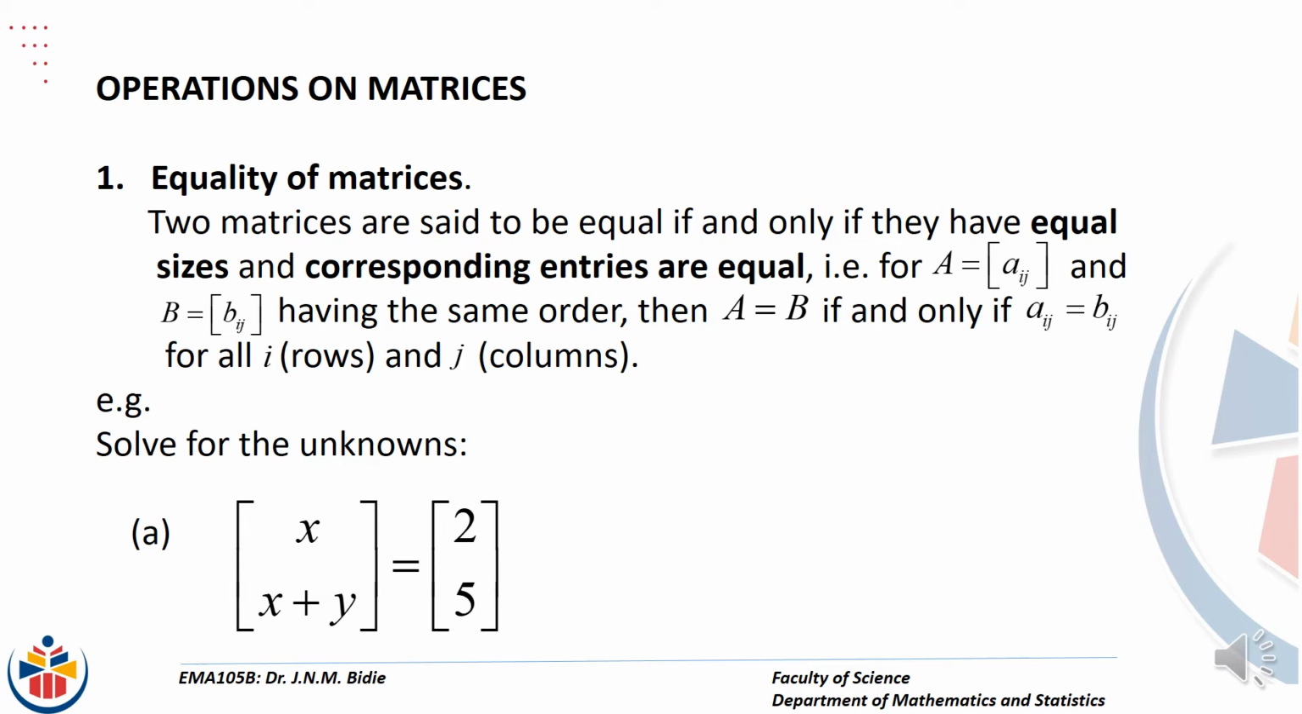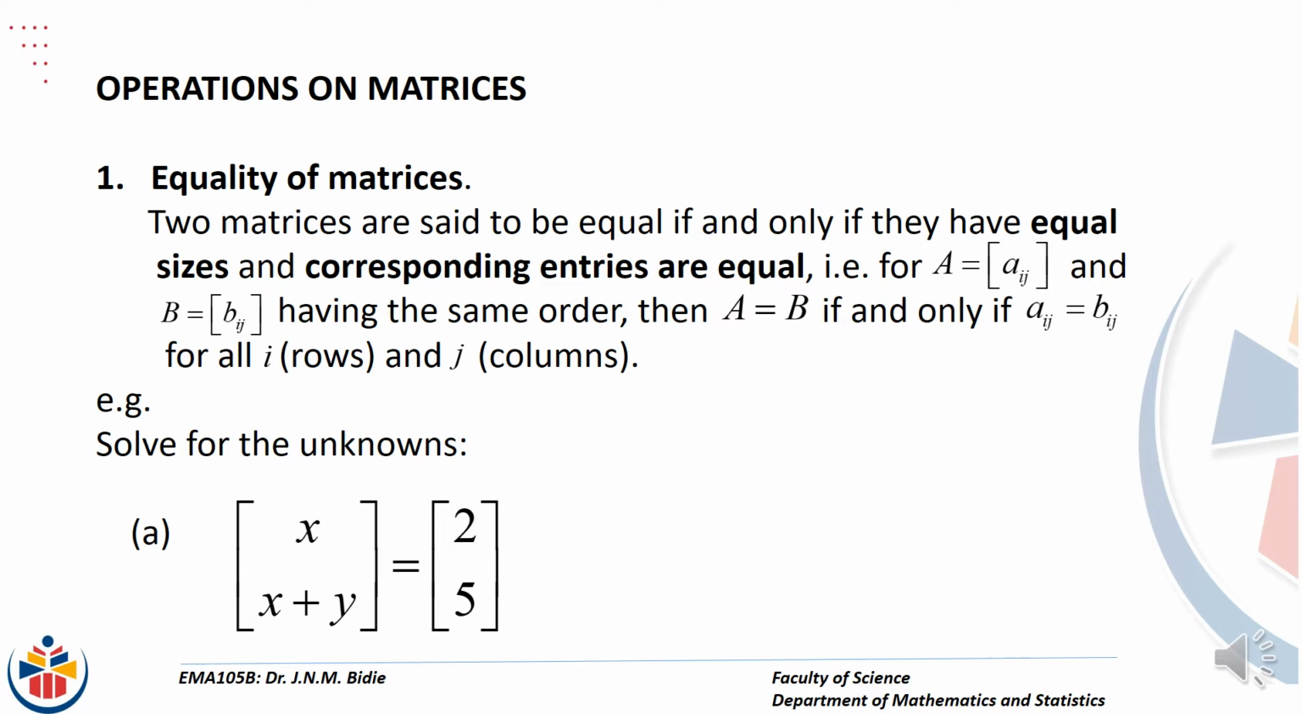Now we come to operations on matrices. We'll start with equality. Firstly, we need to realize you can never say two matrices are equal unless they satisfy two conditions. Firstly, they must have the same size and the corresponding entries must be equal. So that means entries in the same position must be equal and the two matrices must have equal sizes. Then you can say the two matrices are equal, right?